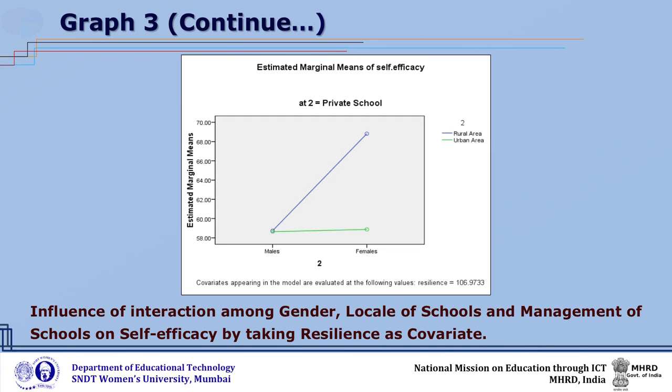In case of private schools, there is a sharp increase in self-efficacy of students studying in schools situated in rural area as the gender changes from male to female, while such trend was absent in case of males and females studying in schools situated in urban area. Male students studying in private schools situated in both rural and urban area had self-efficacy to the same extent, but female students studying in private schools situated in rural area were found to have higher self-efficacy than those studying in private schools situated in urban area.